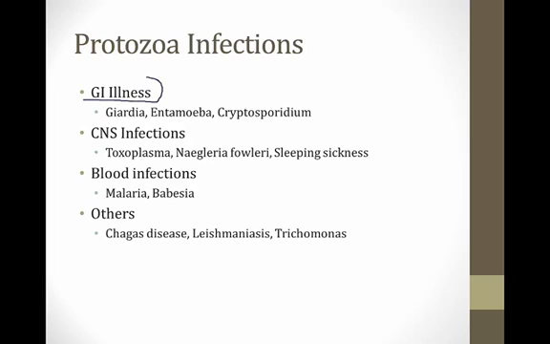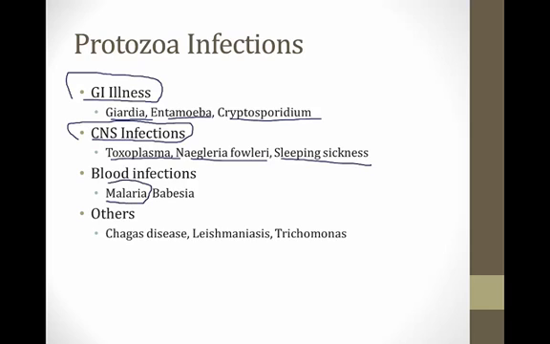First are the GI illness protozoa, and these are protozoa like Giardia and Entamoeba and Cryptosporidium, and they all cause various forms of diarrhea. Next group are the protozoa that infect the central nervous system. The most important one is Toxoplasma, but we'll also talk about Naegleria and also the bugs that cause sleeping sickness. There are two protozoa that infect the blood. The first is malaria, which is very important, and we have a separate module on malaria. The other one is Babesia, which we'll talk about in this module. And then finally, there are a couple that are just in a unique group by themselves, like Chagas disease, Leishmaniasis, and Trichomonas, which is a sexually transmitted disease.